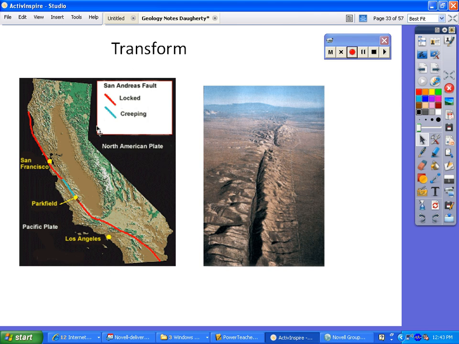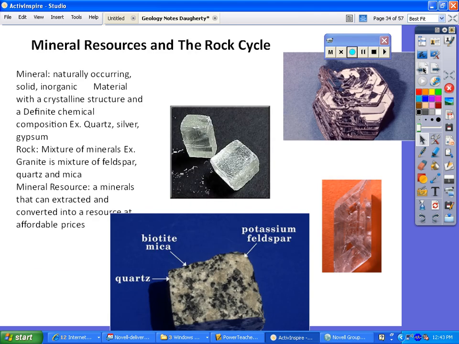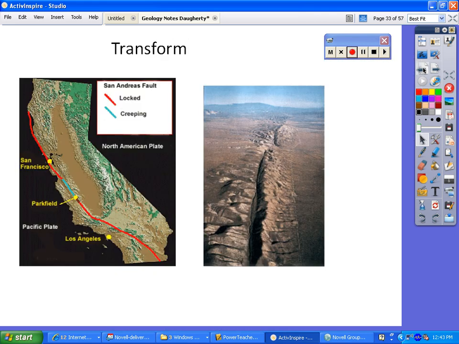Okay, and the last slide here, one more picture of the San Andreas Fault, and then there's an actual picture. I think that's going to be it for today. We'll pick back up with that slide, resources and minerals, on another day.